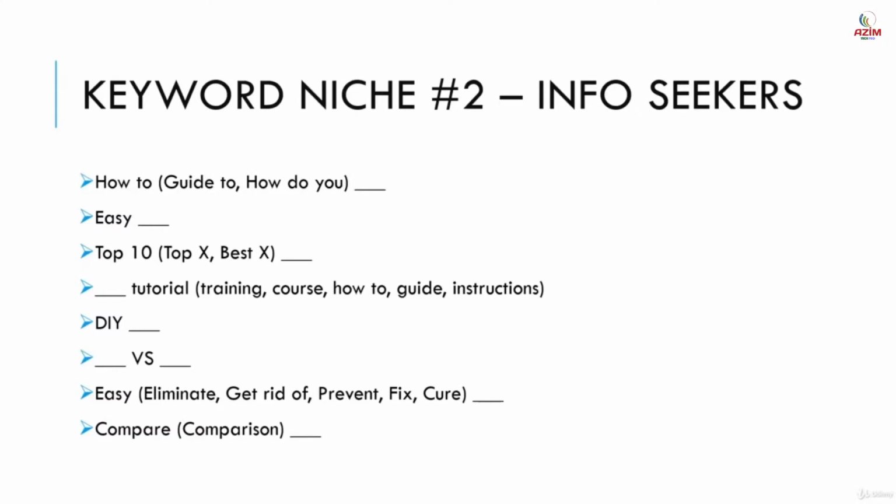Next, you can flip that first one, how to, and do keyword tutorial, keyword training, keyword course, how to, guide, instructions. So in that same vein, DIY, do it yourself, then the keyword. This is great for recipes or instructions, or how to build a table, DIY office desk. Then again, we see a repeat of the versus for info seekers: this keyword versus this keyword.